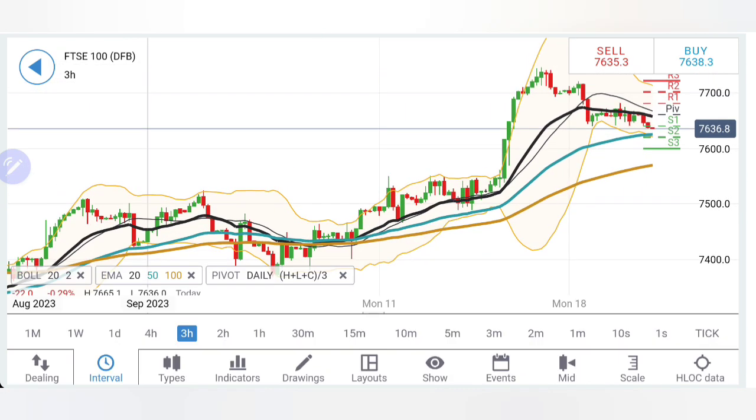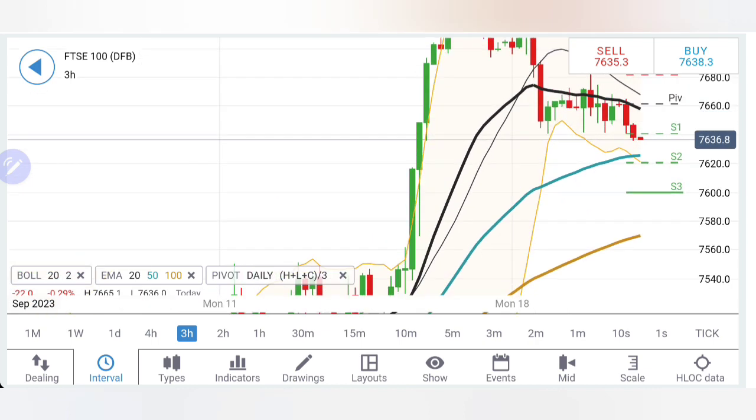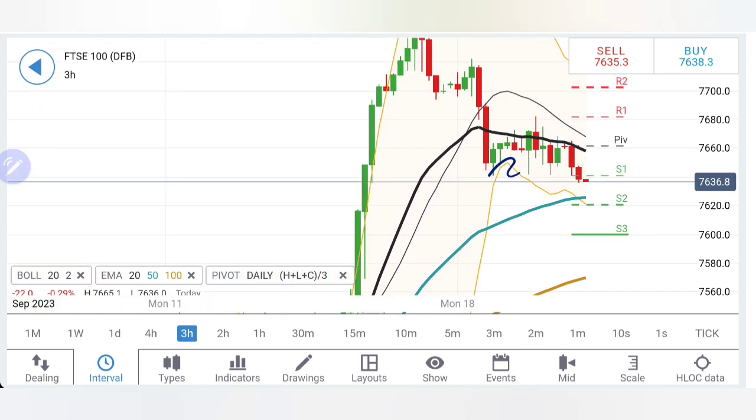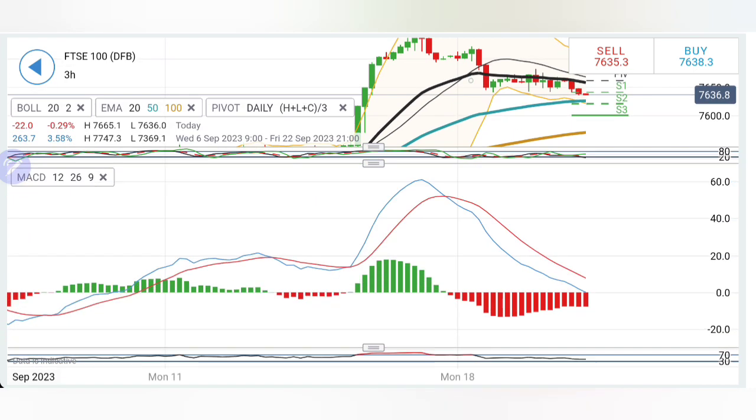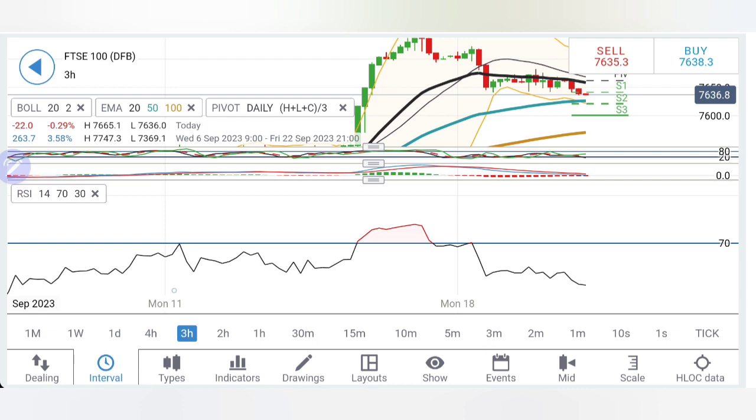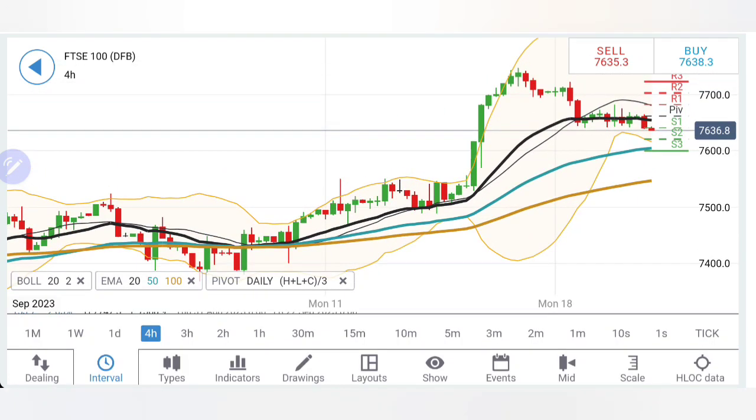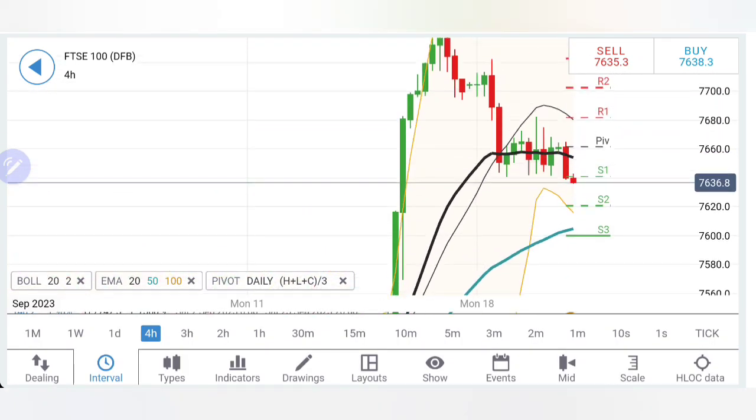Coming to the 3-hour chart, similar observation. The third candle is about to start, and already it is taking it out of this box, thus suggestive of bearishness. 7620 is going to remain a very strong support here. Stochastic oversold. MACD is staying bearish. RSI is looking downwards. Coming to the 4-hour charts, this is the candle which is trying to take it outside the box here. Yes, this is a bearish sign.